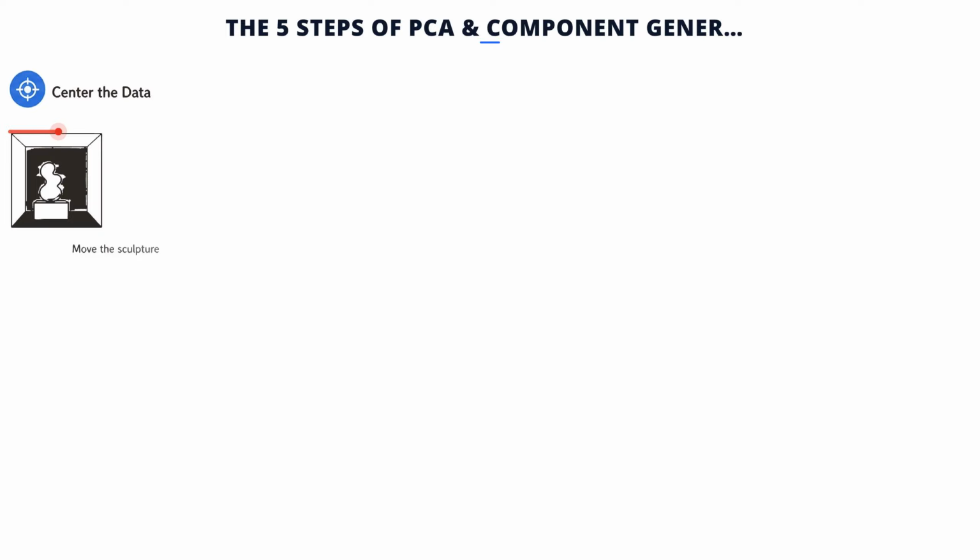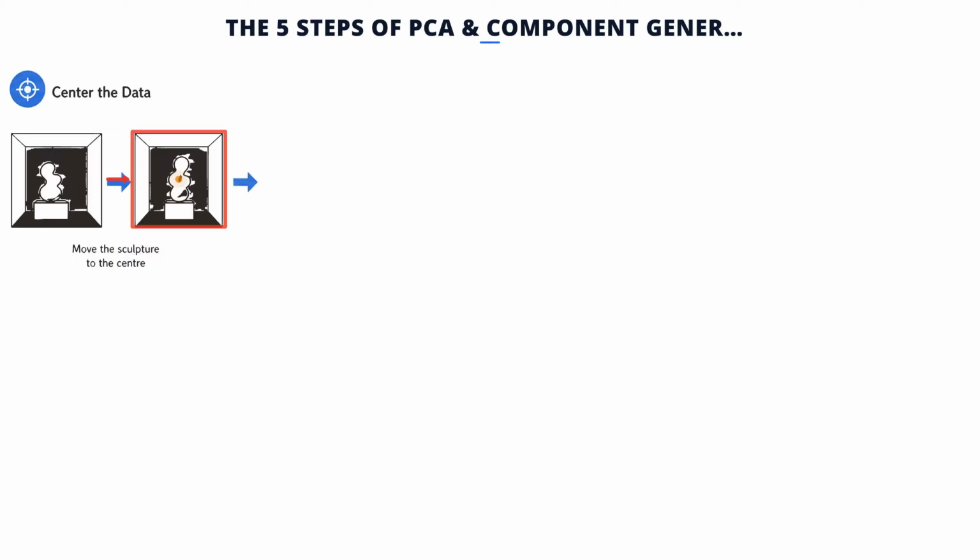Imagine a sculpture sitting off in the corner of a room. Centering the data is like physically moving that sculpture right into the middle of the room before you take a photograph of it. The object itself hasn't changed its shape. It's just properly positioned to be analyzed.